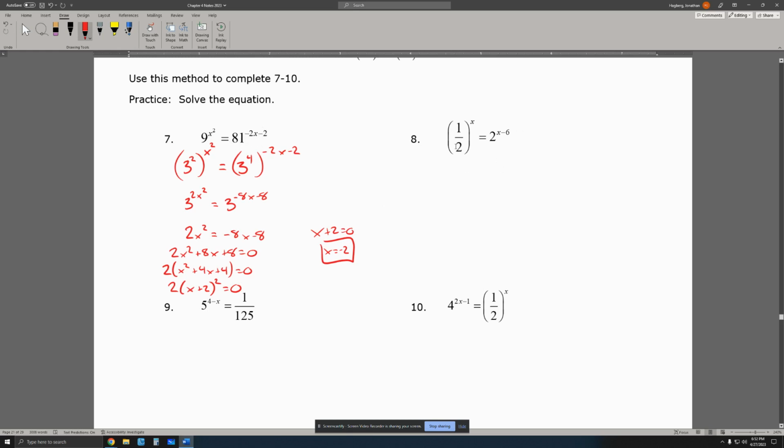Number 8, I notice that we have 1/2 to the power of x. That looks similar to 2 to the x minus 6, but instead of 2, we have 1/2. One way that we can rewrite 1/2 as a power of 2 is 2 to the negative first power. Remember, the negative power is the reciprocal power, so that's going to flip our fraction. Then using our power rule, we have 2 to the negative x equals 2 to the x minus 6. And so we get negative x equals x minus 6. Adding x and adding 6 to both sides, we get 2x equals 6, or x equals 3.